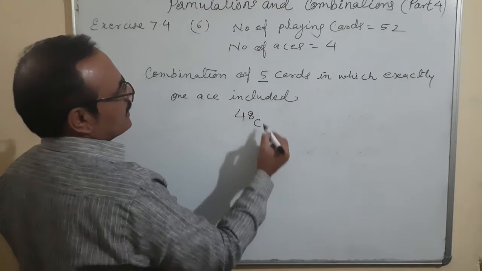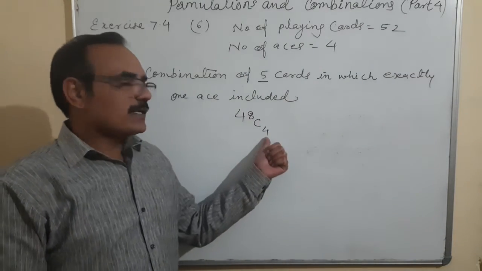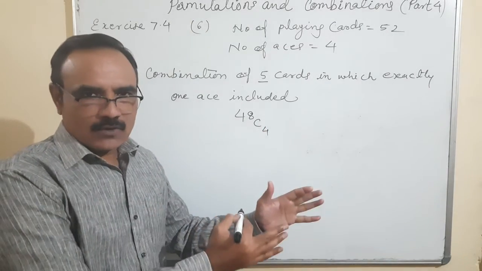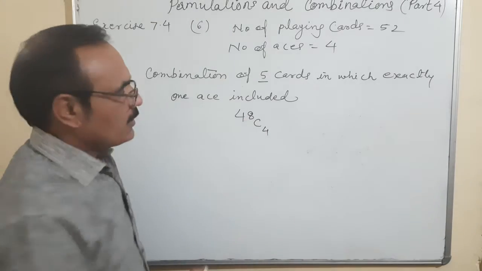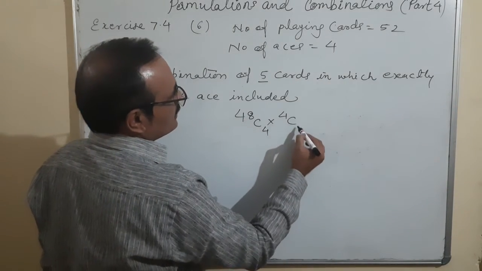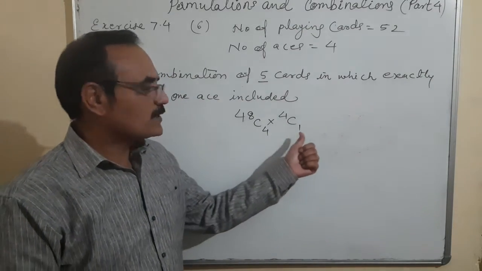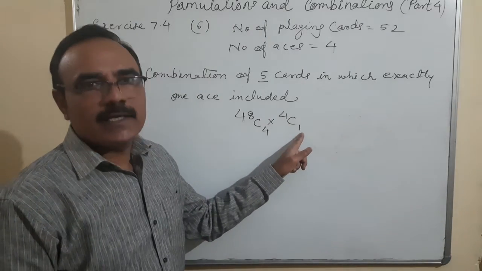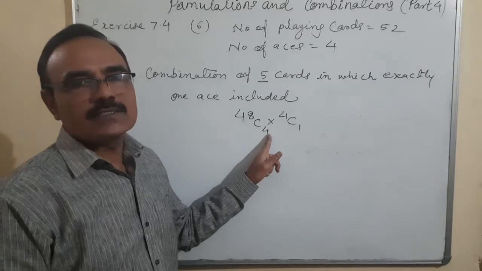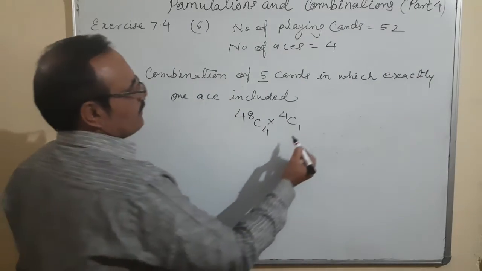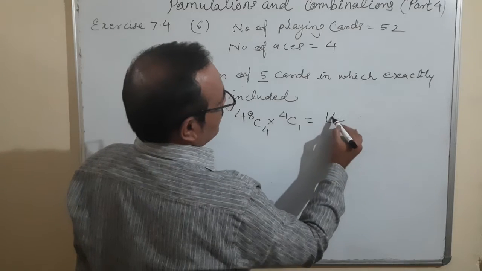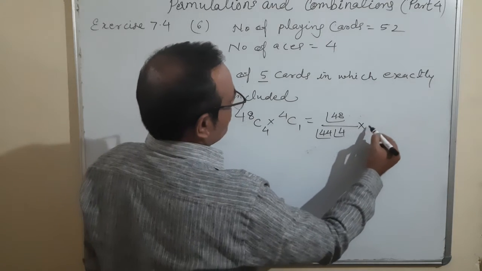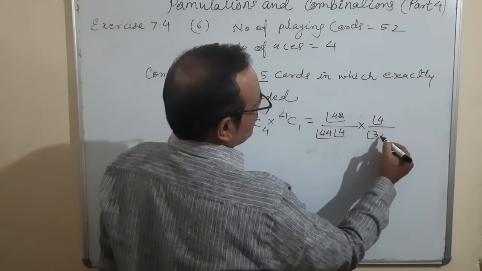So may I use the term as 48C4. We have selected 4 cards out of 48 because out of these 4 cards there is no ace. All aces are removed. 48C4 multiplied by 4C1. So total selection 4 plus 1, 5. Out of 48 plus 4, 52. But condition is exactly one ace is included and remaining 4 cards are different cards. Okay. So that means factorial 48 upon 48 minus 4 factorial, 44 into factorial 4, multiplied by factorial 4 upon 4 minus 1 factorial, 3 into factorial 1.